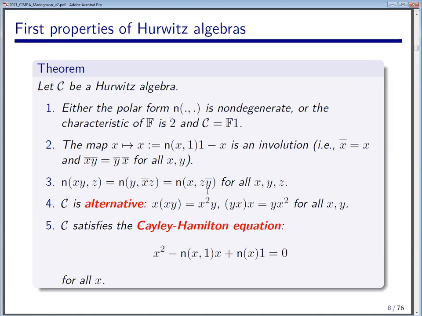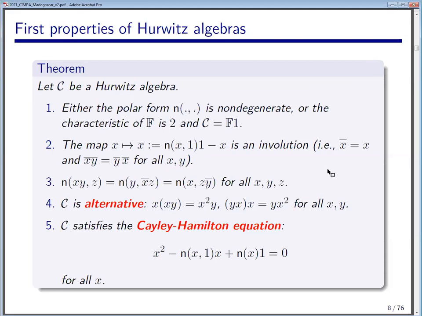The algebras that appear may fail to be associative, but at least they satisfy a weak form of associativity. This is the alternativity condition. So these algebras are always alternative, and this means that they satisfy these two identities that appear on the screen.